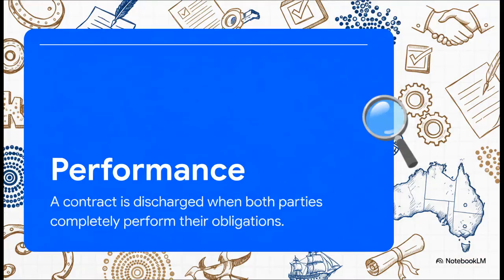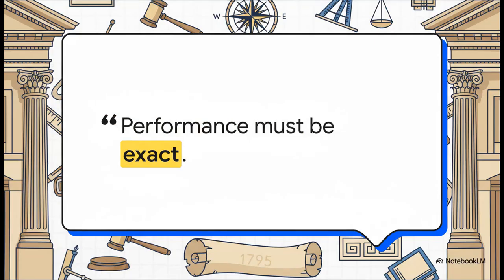First, and honestly the simplest, is performance. A contract ends when everybody does exactly what they promised to do. The deal is done. Easy enough, right? And the law has always been super strict on this point. There's a famous case from way back in 1795 that established this idea that performance can't just be close enough, it has to be exact.